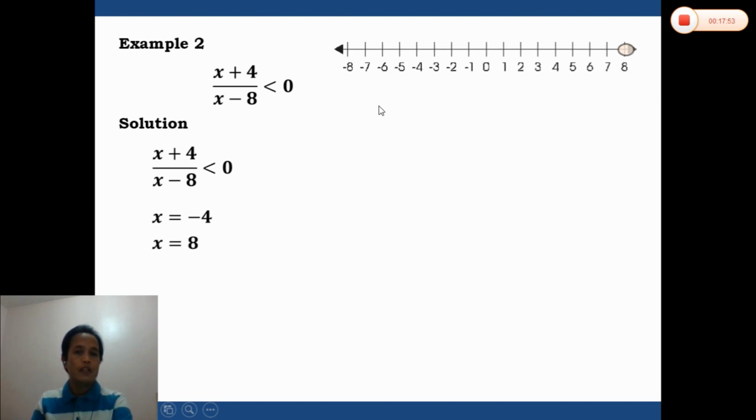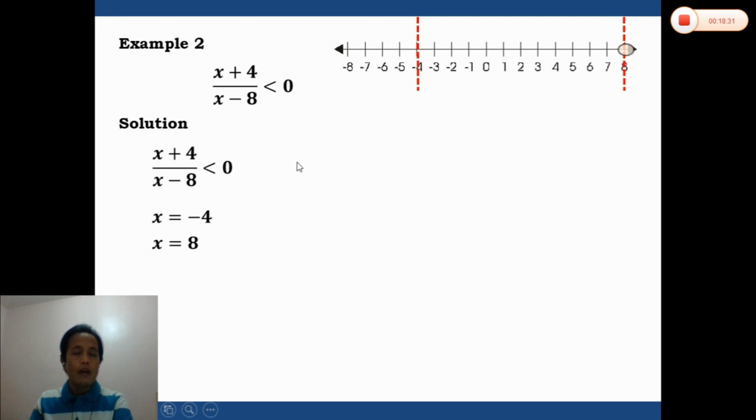And we need to indicate this one in the number line. So for example, this is our number line. We need to indicate the boundary, which is negative 4. This is the value that will make the numerator 0. And we will also indicate the value that will make the denominator 0 or will make the denominator undefined, which is positive 8. We indicate here a hollow dot for 8 because 8 is not part of the solution set. Why? Because 8 will make the whole fraction undefined.